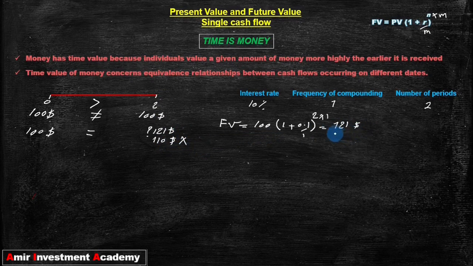So the future value of your $100 is $121. That's how much your $100 is worth in 2 years.